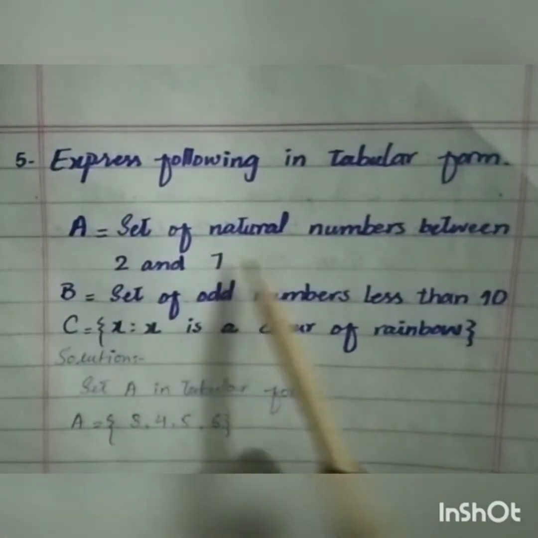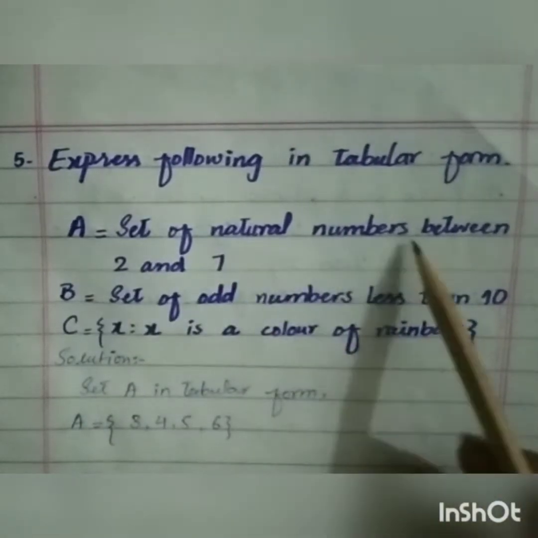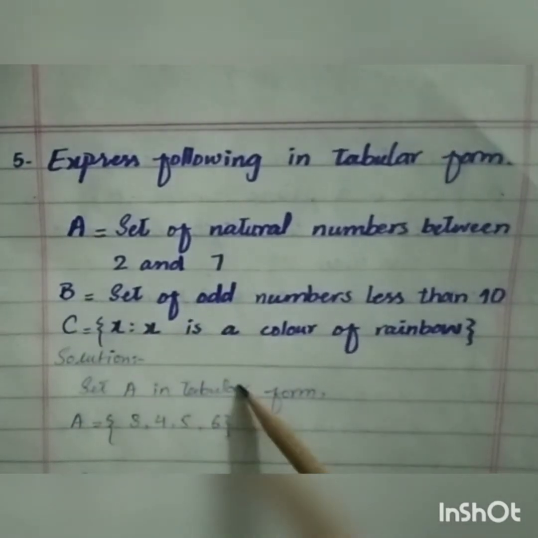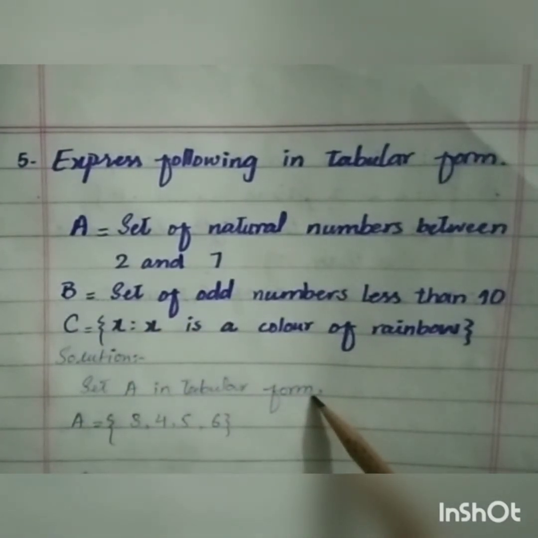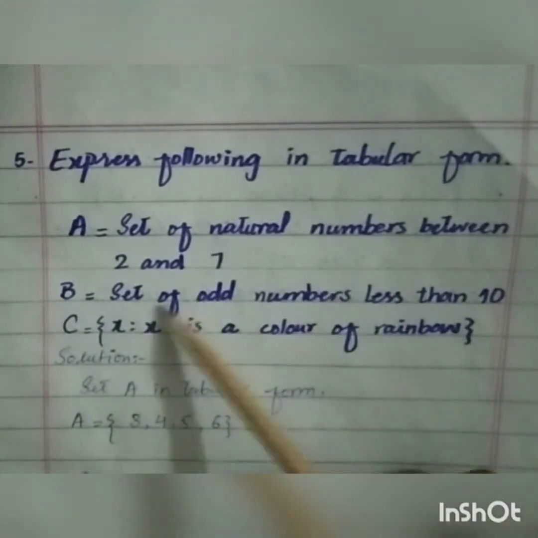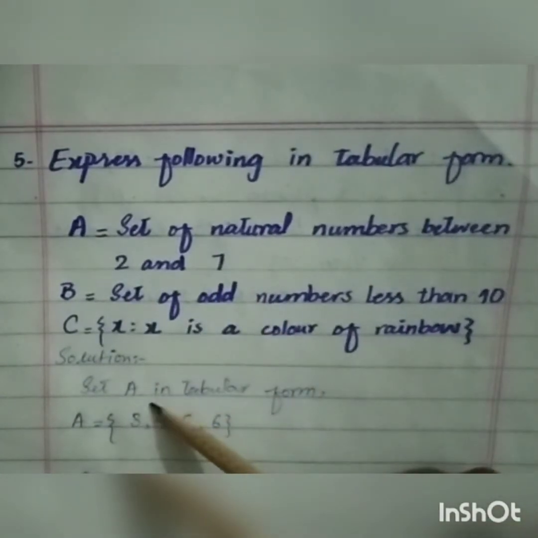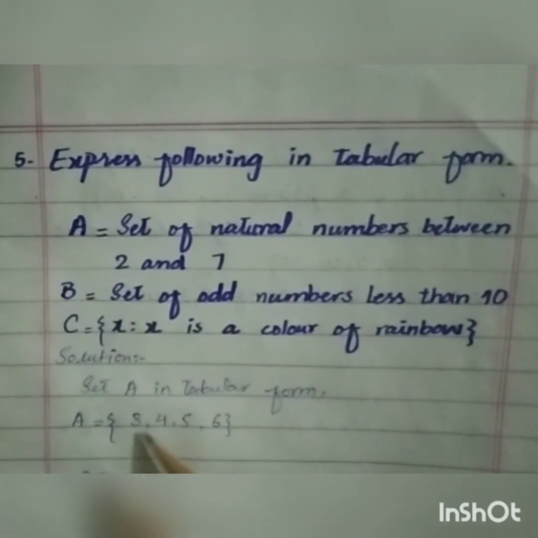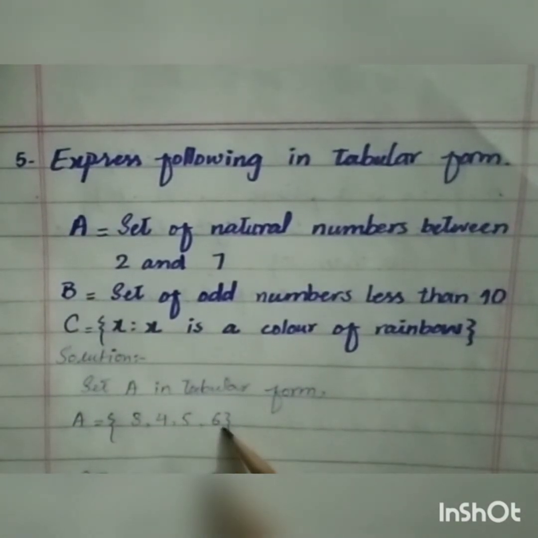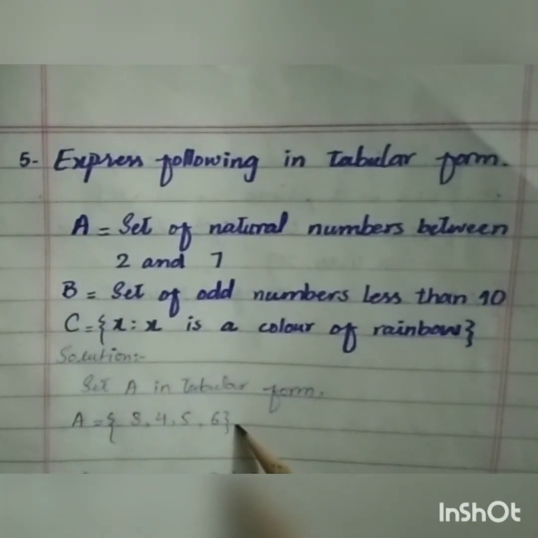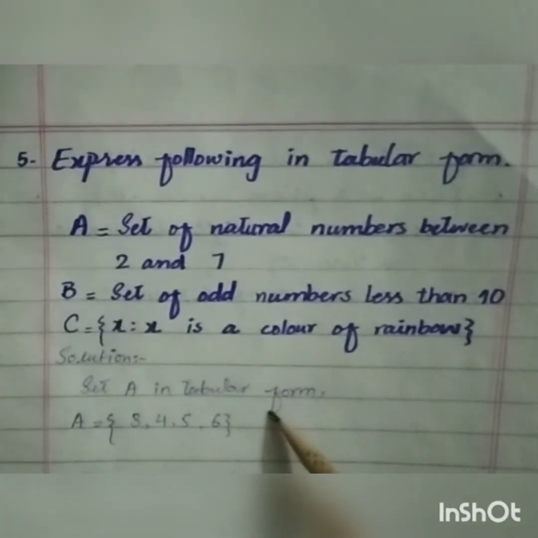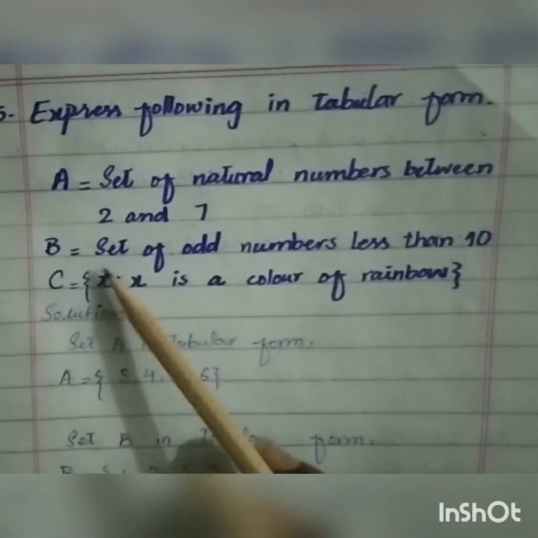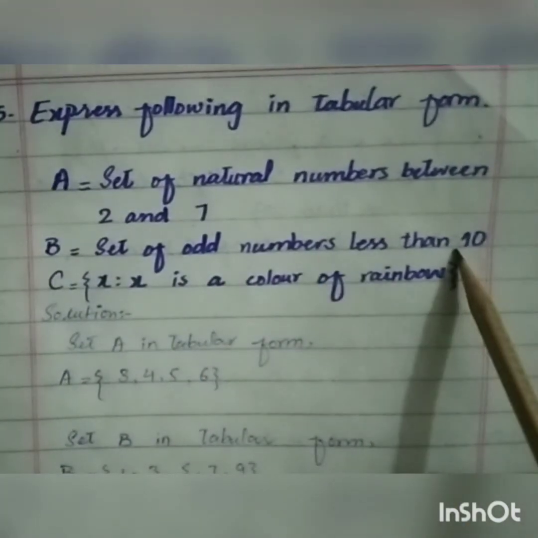As we know, set A is the set of natural numbers between 2 and 7. So in order to represent set A in tabular form, we will write it as: the natural numbers between 2 and 7 are 3, 4, 5 and 6. Set A is equal to the set 3, 4, 5 and 6. So this representation is called tabular notation. Set B is the set of odd numbers less than 10.